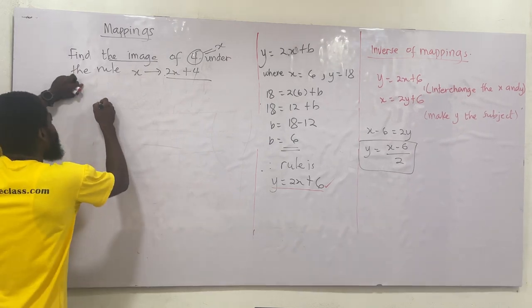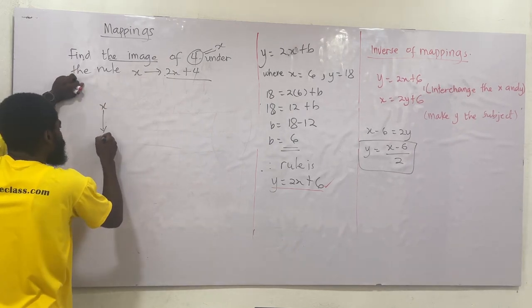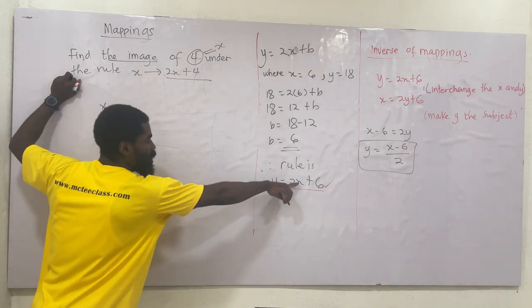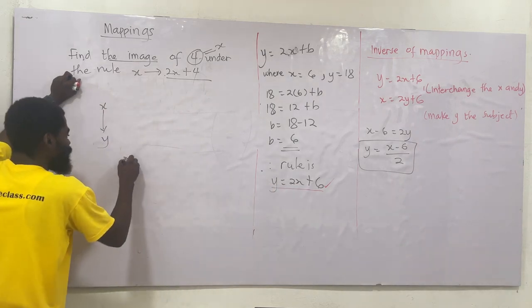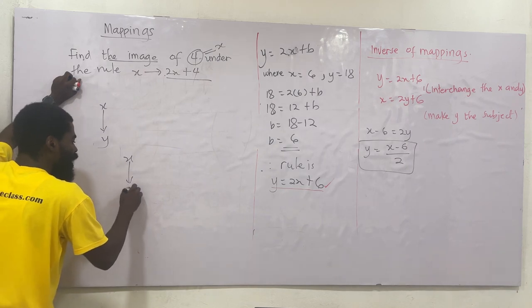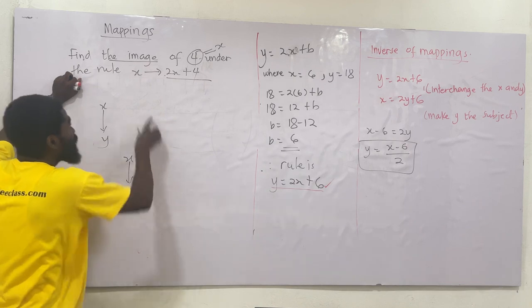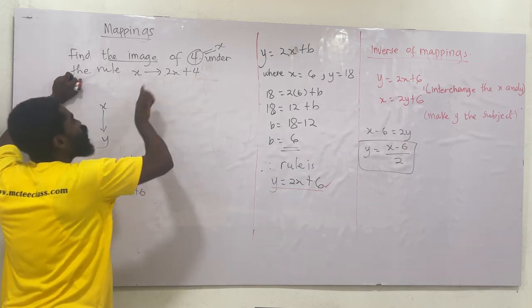Remember in the arrow diagrams of mapping, we say x maps onto y. And when we find the rule, after finding it we say y equals this. So if y equals, I can then say that x is mapping onto 2x plus 6. I can say this because it's the same as the y. So that's how sometimes they will do this. When they write this one for you, don't get confused.